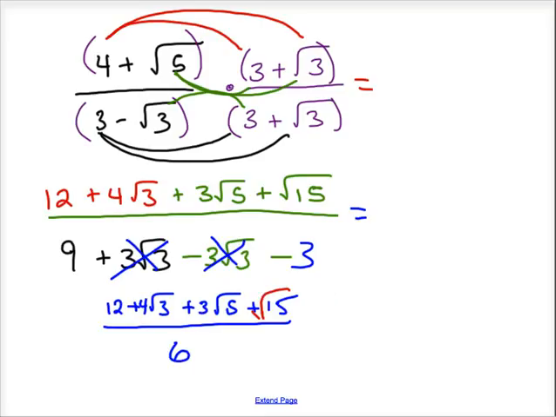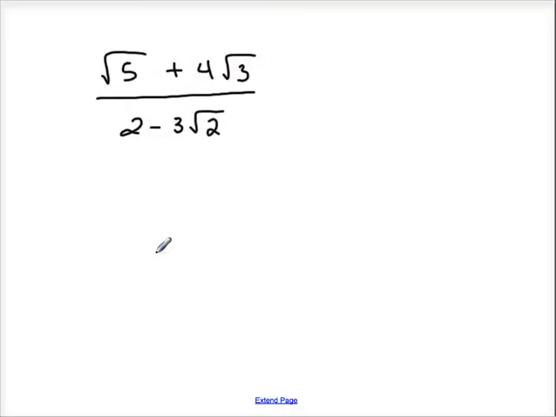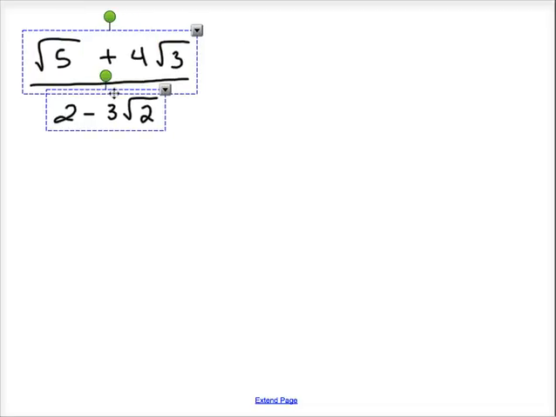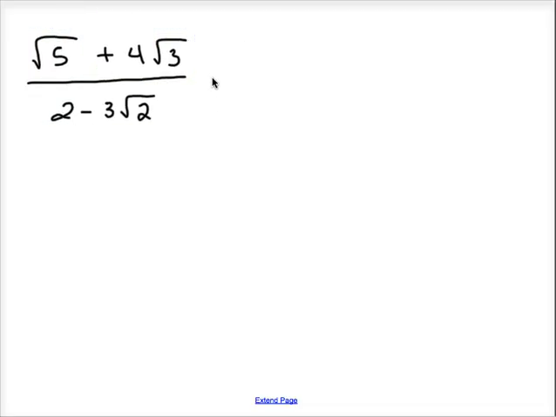Okay, so I can look at one more. Okay, so 5 plus 4 radical 3 over 2 minus 3 radical 2. What am I going to multiply this one by? Go ahead. 2 plus 3 radical 2. Good, the conjugate will be 2 plus 3 radical 2, both numerator and denominator.